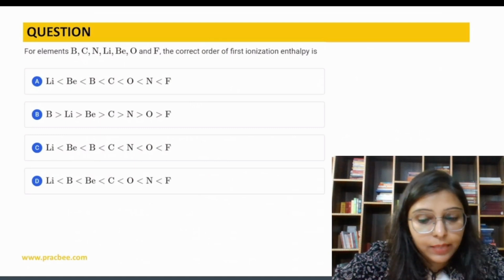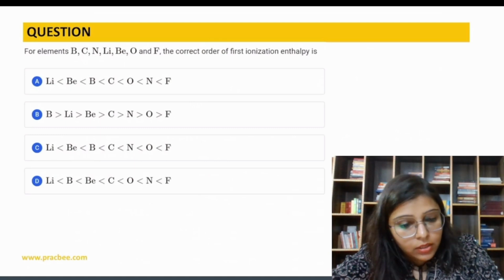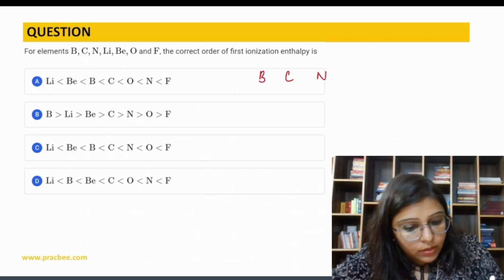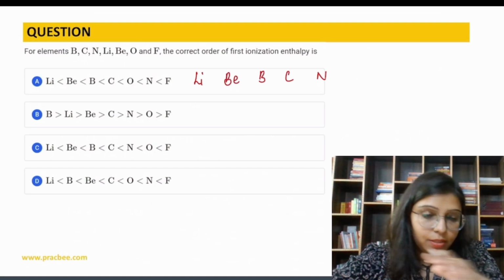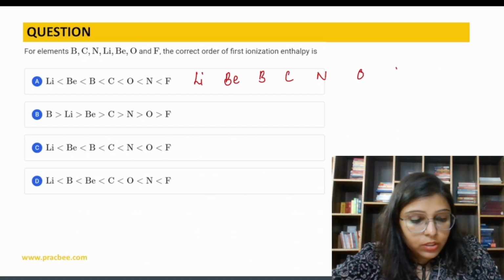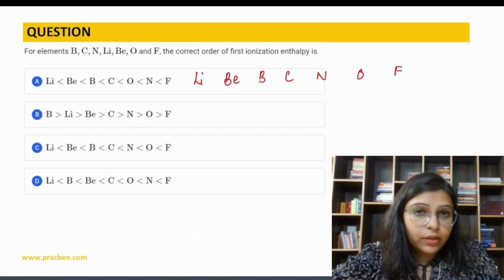So all these elements are present in the same period: boron, carbon, nitrogen, then lithium, beryllium. I am arranging all the elements in order: lithium, beryllium, boron, carbon, nitrogen, oxygen, and fluorine. So let's write down the electronic configuration.